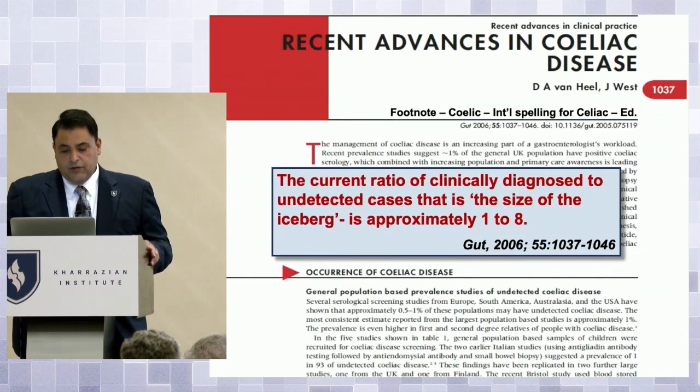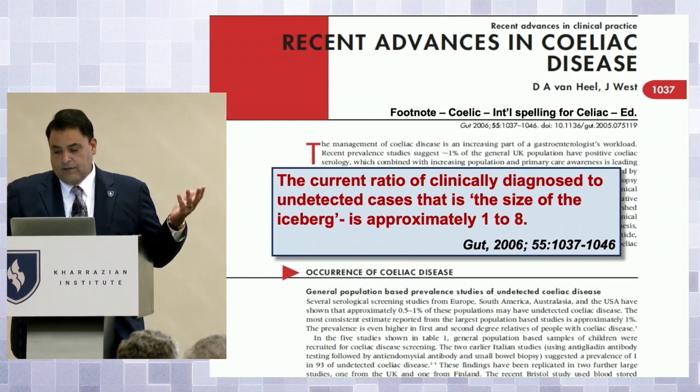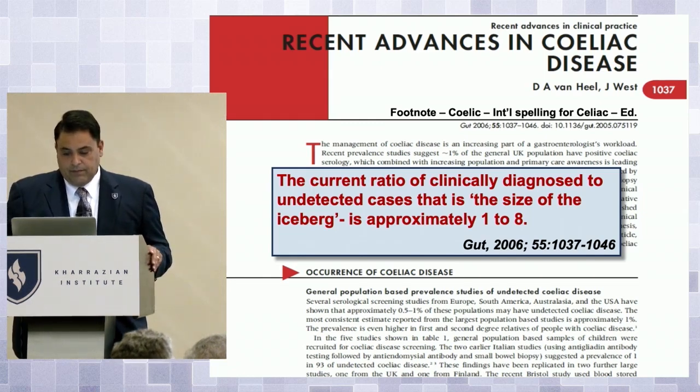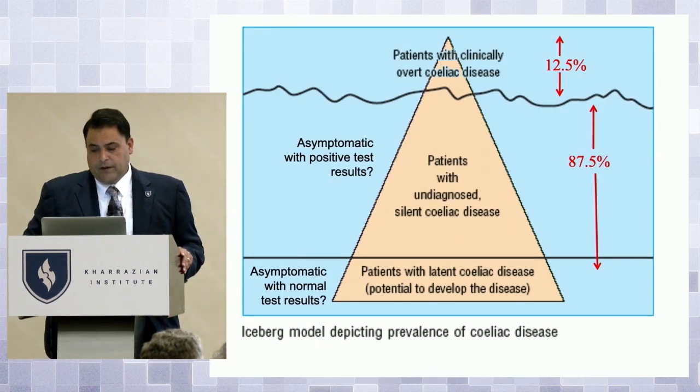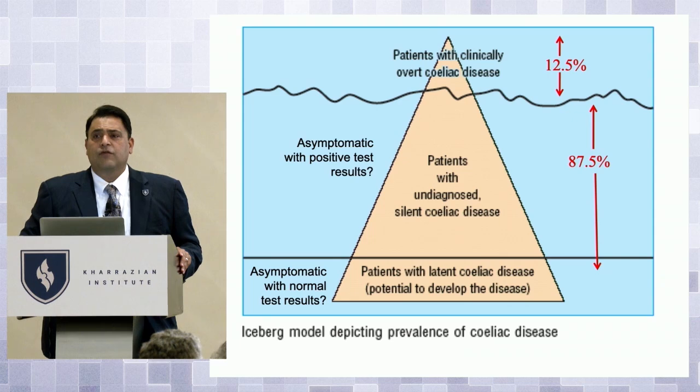Okay. Now the current ratio of clinically diagnosed to undetected cases is the size of an iceberg. They say like 1 to 8. This was a paper that was published, and they just said most of these people don't get diagnosed. Okay. So do we have an explosion of celiac disease? What happened? Is it more popular?